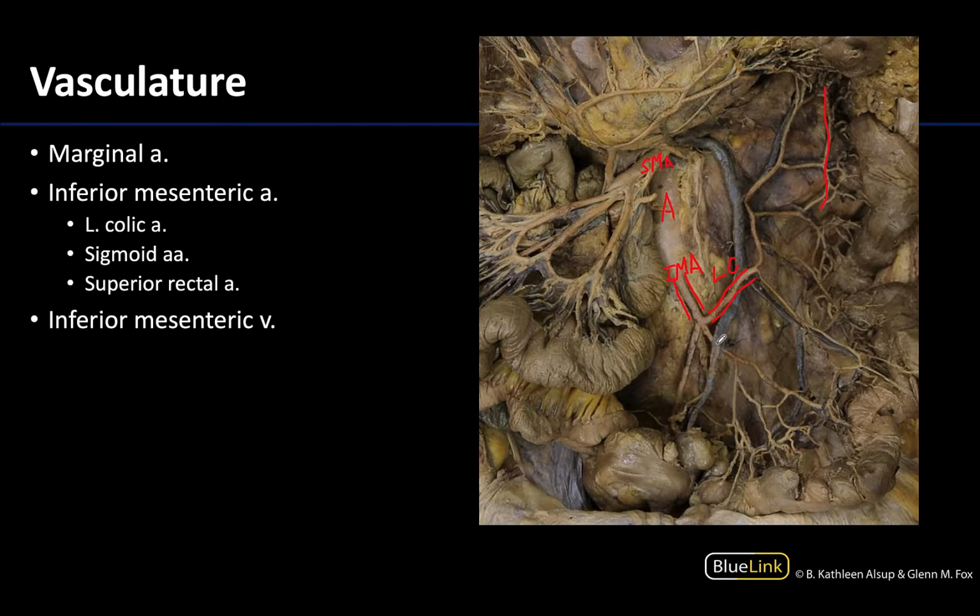The sigmoid arteries, which I'm outlining right here, are going to, as the name would suggest, supply the sigmoid colon. These branches will descend inferolaterally, and typically there is more than one sigmoid artery, as is the case here. And the branch that descends a little bit more towards the midline is going to be the superior rectal artery, and it often looks like a continuation of the inferior mesenteric artery. And right here you'll see a bit of the inferior mesenteric vein, and we'll talk about this in a bit more detail in the next image.